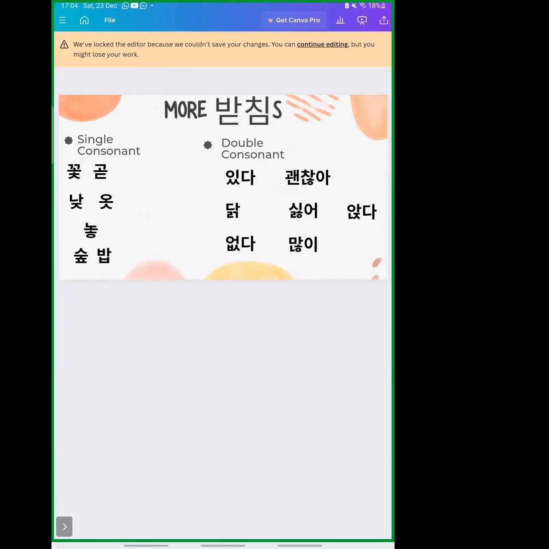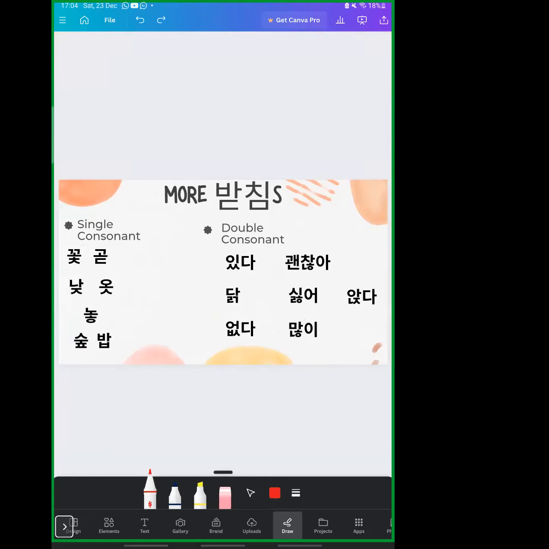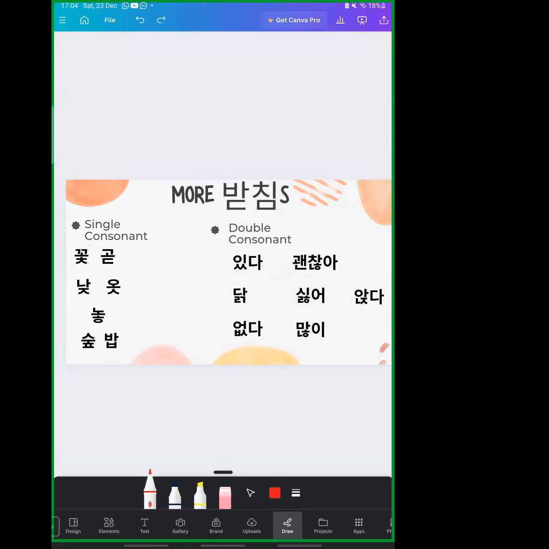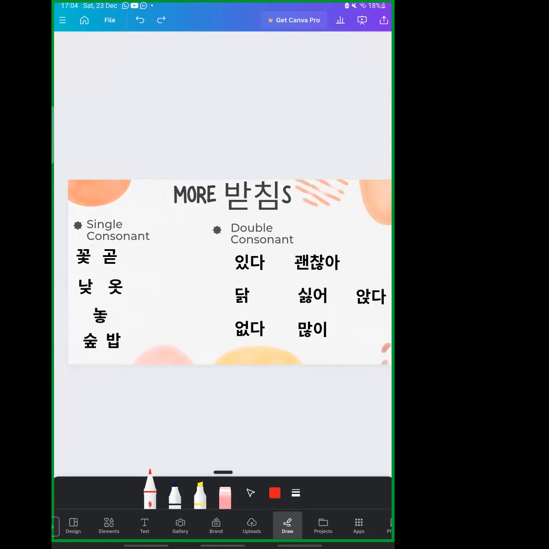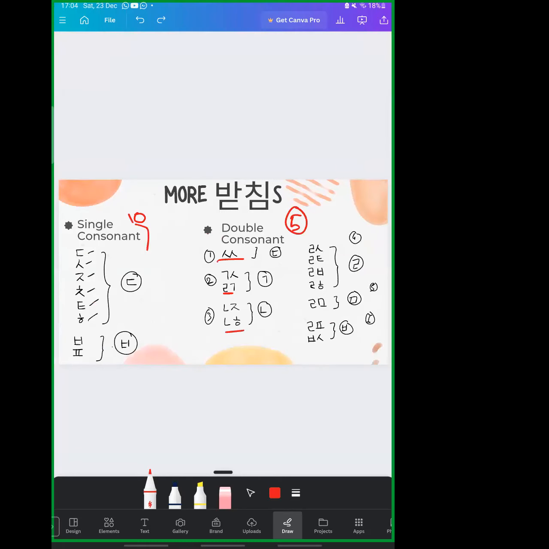Okay. Is everyone able to see the screen? Yes, ma'am. Yes. So today, I think there's less content for me to teach and more activities that we can do. So you all remember the patchims that we learnt in the last class, right?